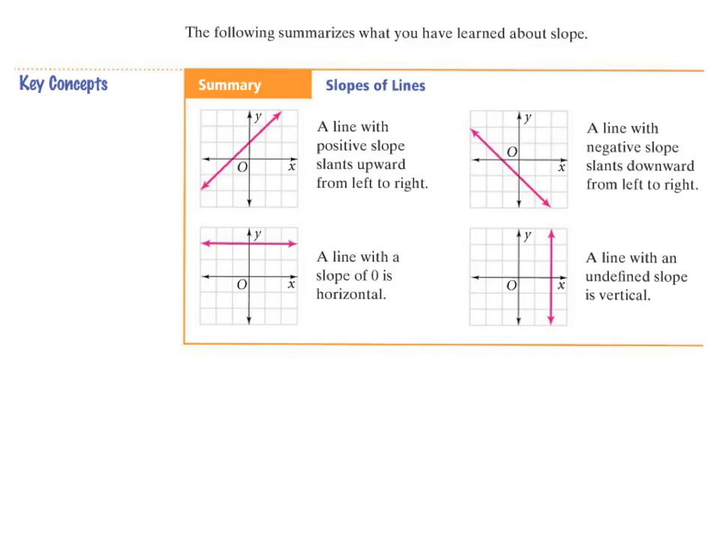And to summarize everything you just learned, a line with a positive slope slants upward from left to right. A line with a negative slope slants downward left to right. A horizontal line has a slope of 0, and an undefined slope is vertical.